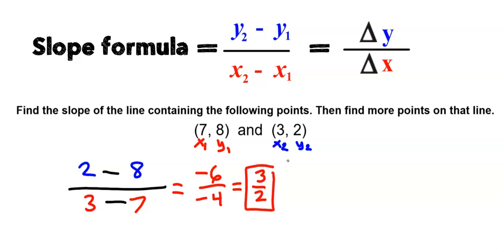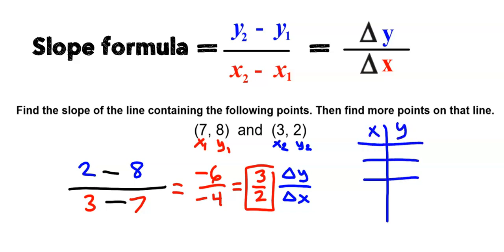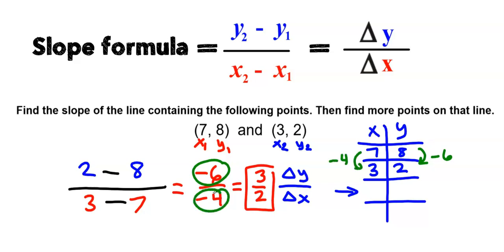Now, in order to find more points that are along this line, we need to understand that any other points would have a change in the y-coordinate of 3, as well as a change in the x-coordinate of 2. So if we put these points in a little table, it might be easier for us to find a third point. So 7 and 8, and 3 and 2. You'll notice that this goes down 6, right? Just like this. And this one goes down 4, which was that.